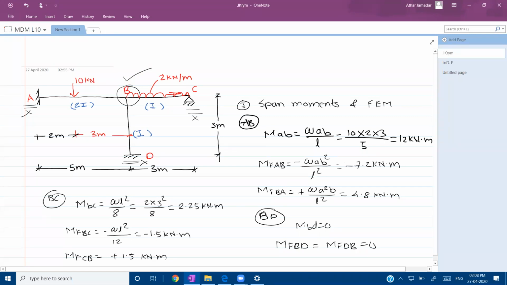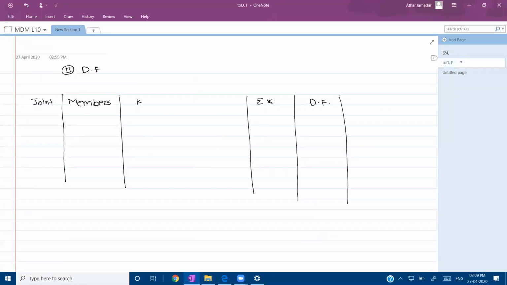So first of all, at joint B we have to calculate distribution factor, and just observe at joint B how many members are meeting. So at joint B there are 3 members meeting. First one is this BA member, next one is this BC member, and next one is this BD member. So here you will write down first the number of members meeting at joint B. First one is BA member, next one is BC member, and third one is BD member.